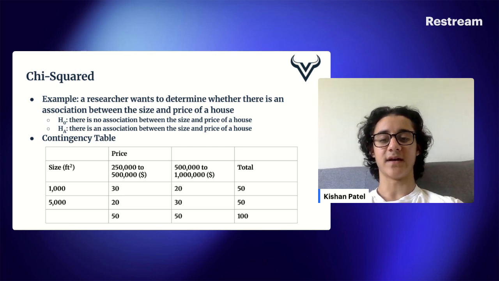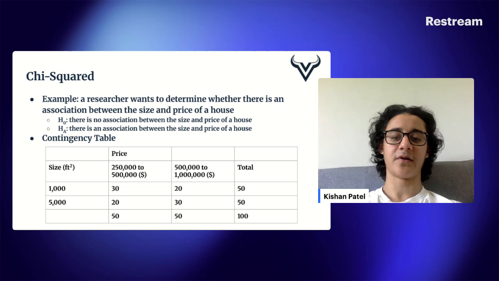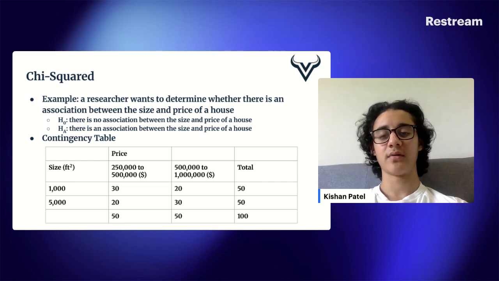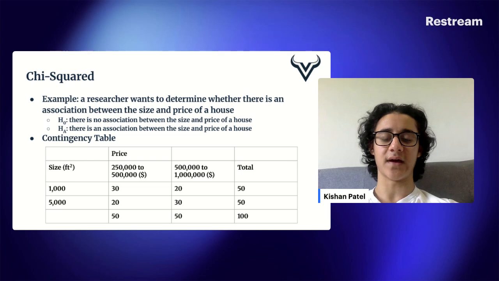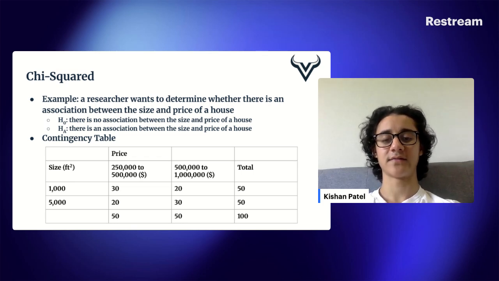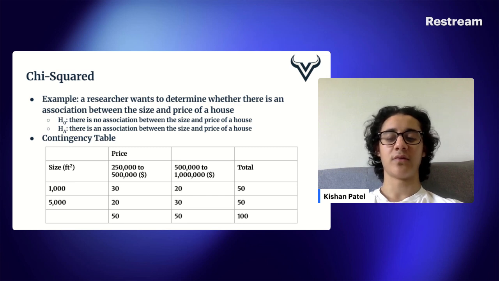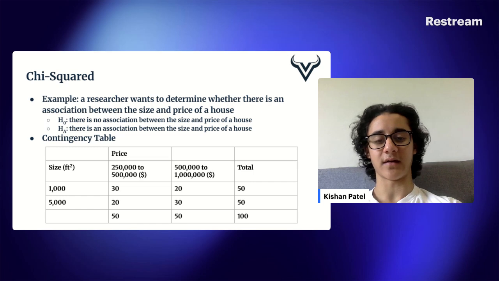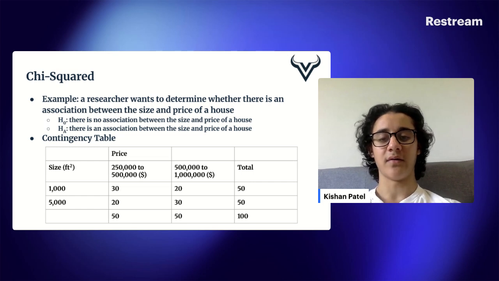And on the left-hand side, you're going to have size, and along the top, you're going to have price. And so, for example, in the price range of 250,000 to 500,000 and a size of 1,000 square feet, there are 30 houses. And the same goes for 20 for the other 1,000 square foot house, and 20 and 30 for the two 5,000 square feet categories. So the total of each row is 50, the total of each column is 50, and the total of both the rows and the columns is 100.